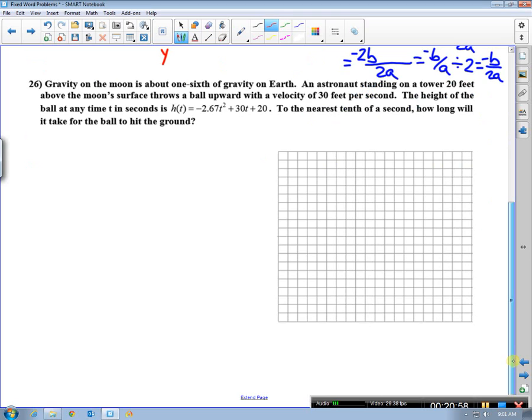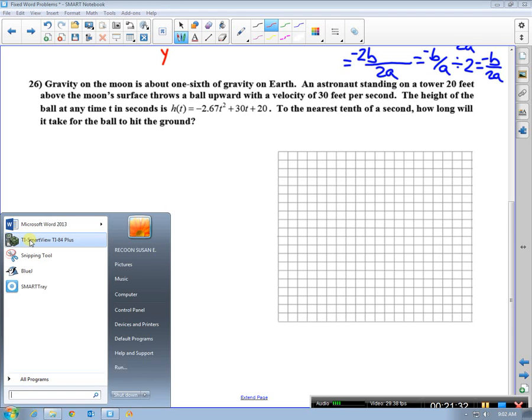Woo! All right, now a calculator problem. So this says gravity on the moon is about 1/6 of the gravity on the Earth. An astronaut standing on a tower 20 feet above the moon's surface throws a ball upward with a velocity of 30 feet per second. The height of the ball at any time t is equal to h of t, and they give us a really great little formula there. We're going to go and put that into our calculator.